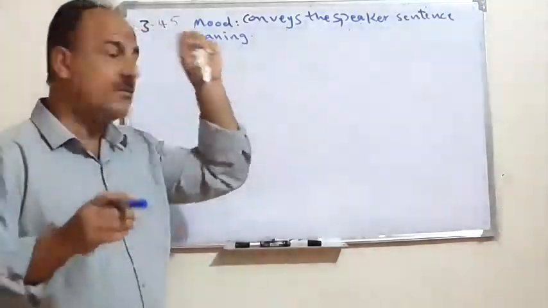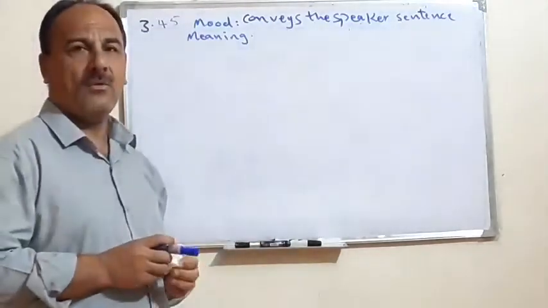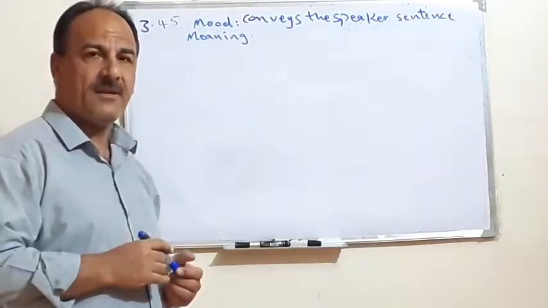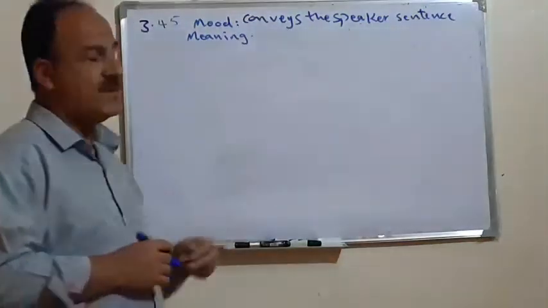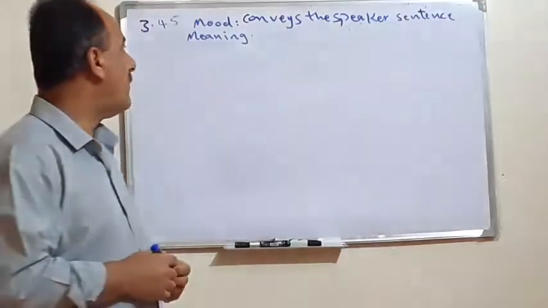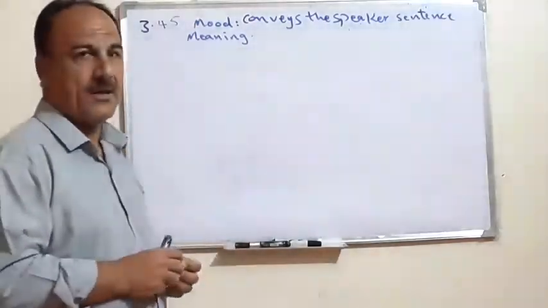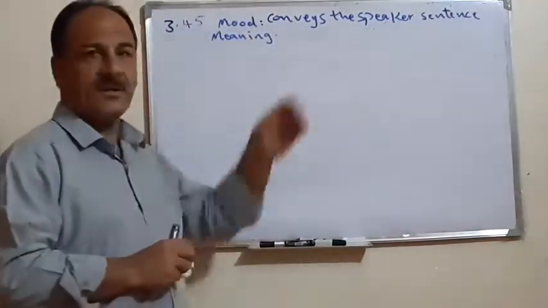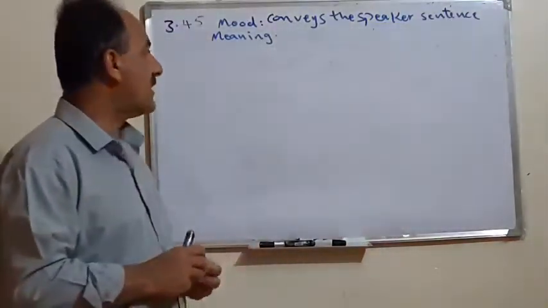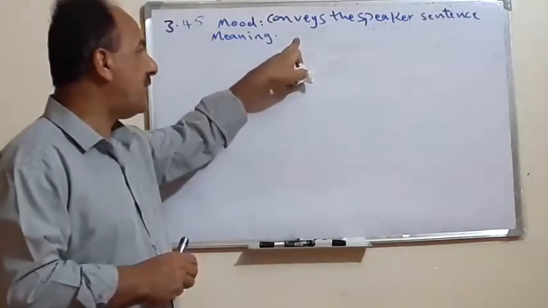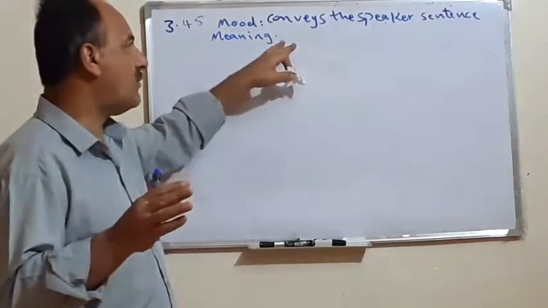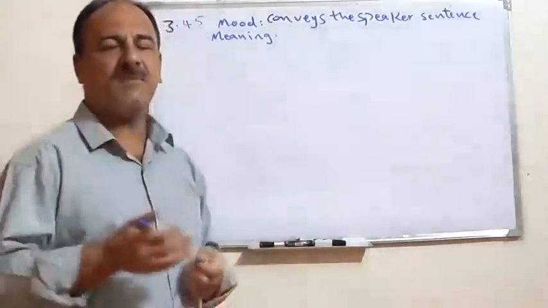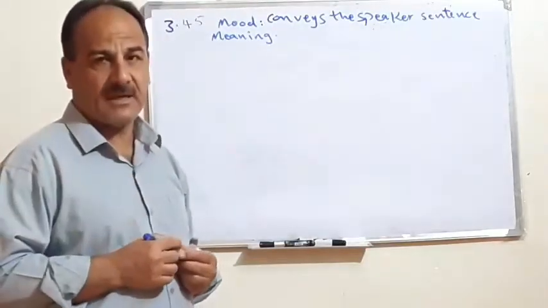Today we are going to talk about 3.45, the mood. If you remember, we took the mood one day when we were talking about finite and non-finite verbs, and we said that for the verb to be finite, there should be some features like the concord and the meaning. So what is meant by the meaning? Meaning, in brief, though it has more than one meaning, conveys the speaker's sentence meaning, what is meant by the utterance of the speaker.